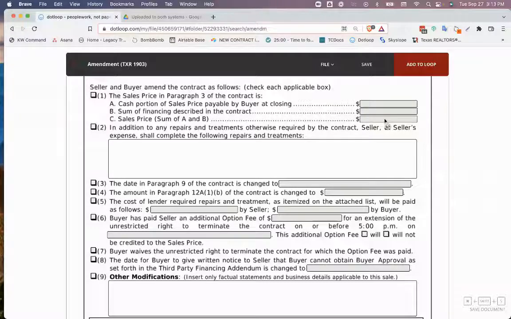Now, if the buyers don't have the money to make those repairs, if they don't get it all in seller concessions, then that might be a situation where you would want to ask for certain repairs to be done and then the remainder in seller concessions. So just keep that in mind whenever you are writing amendments. If you have any questions on seller concessions, feel free to reach out.